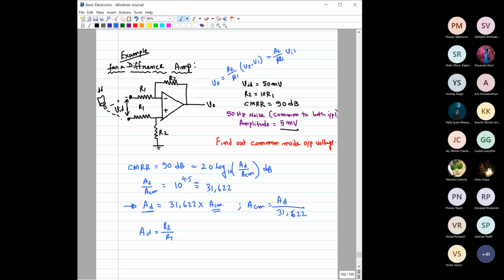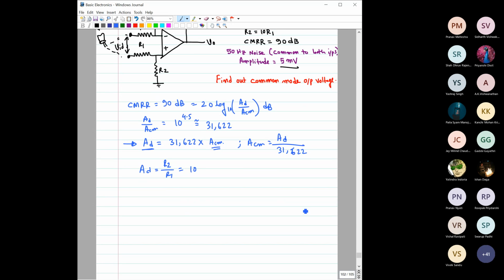V2 minus V1 is nothing but VID, right? So it is V output by VID, and this is equal to R2 by R1. So here the differential gain is nothing but R2 by R1, right? And here it is given R2 is equal to 10 times R1, so it is basically 10. So now we can find the value of ACM. It is 10 divided by 31,622, right? Okay, let us keep it like this. Then here the question is you have to find what is the common mode output signal.